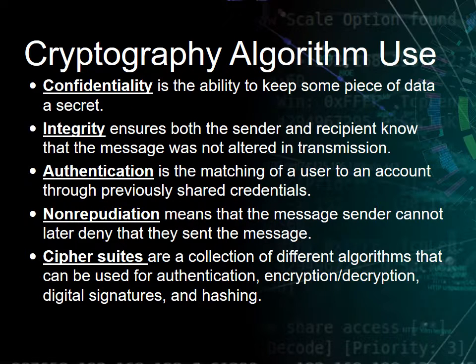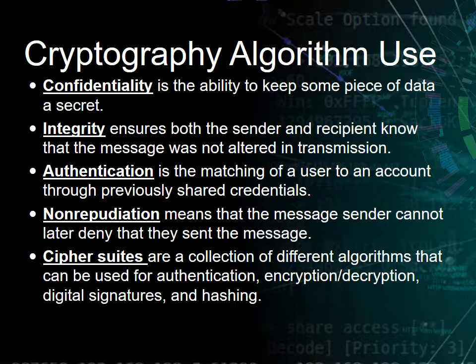Cryptographic algorithms have many uses. As we pretty much all know, confidentiality is the ability to keep something secret, so you can encrypt it and you can't read it. Integrity ensures that both the sender and the receiver know that the message was not altered in transmission. That's the hashing algorithms we just talked about. Authentication is the matching of user accounts through previously shared credentials. Once again, it's kind of using the hashing algorithms to compare passwords in a password file.